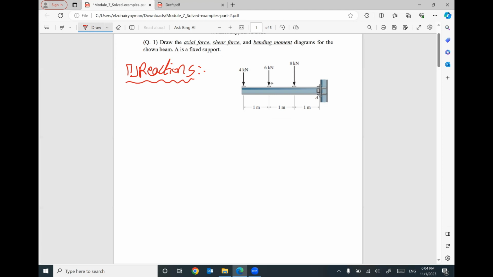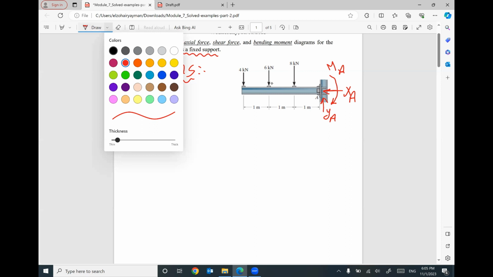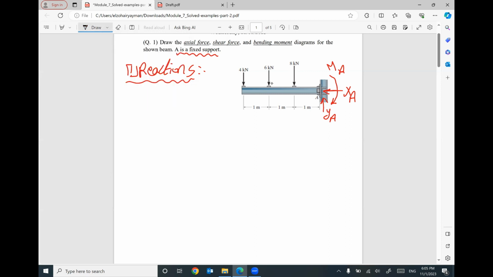So this beam looks like we have only one support at A, which is fixed. So at this support, I will have three reactions: one vertical, one horizontal, and a moment. I will call the vertical reaction YA, the horizontal reaction XA, and the bending moment at this fixed support MA. Nothing else.